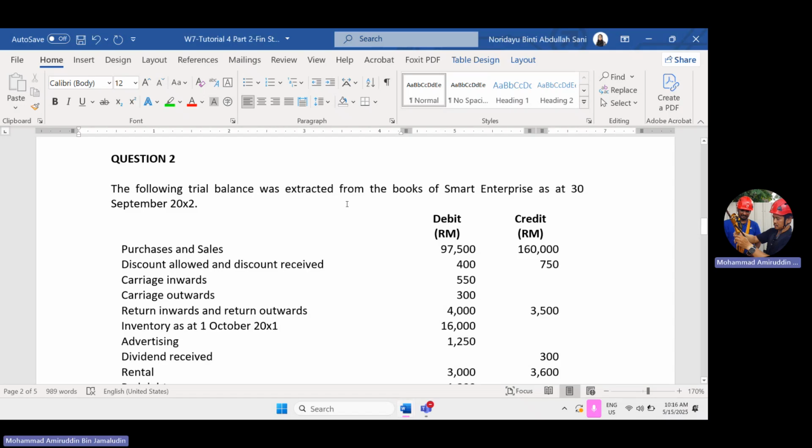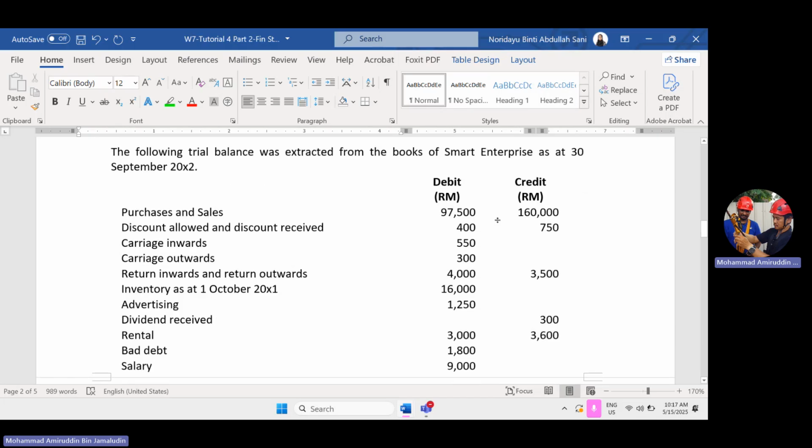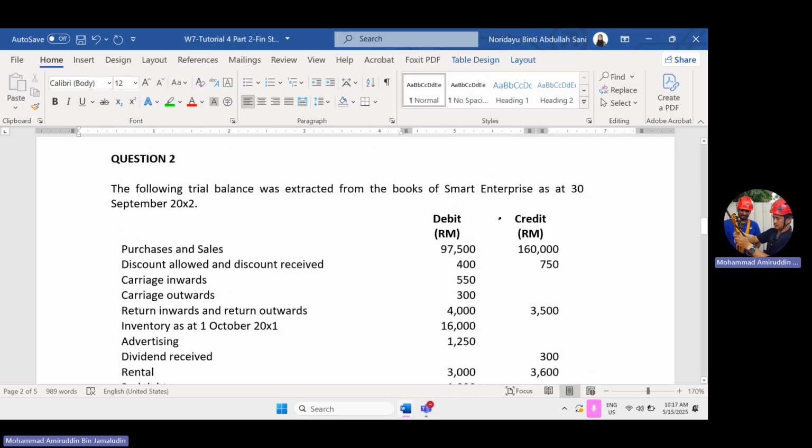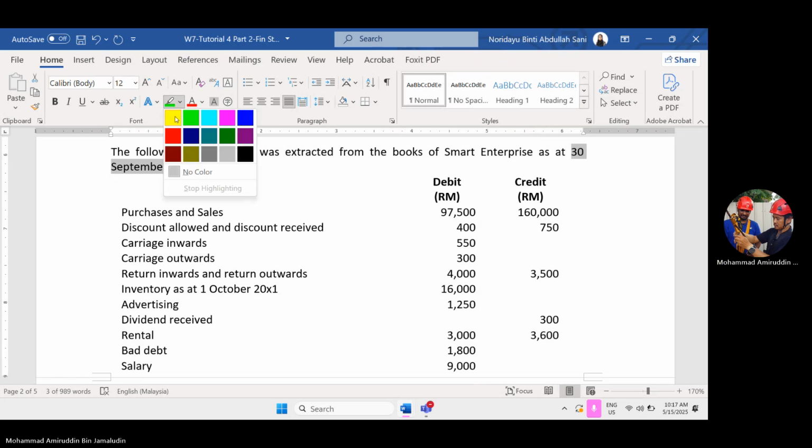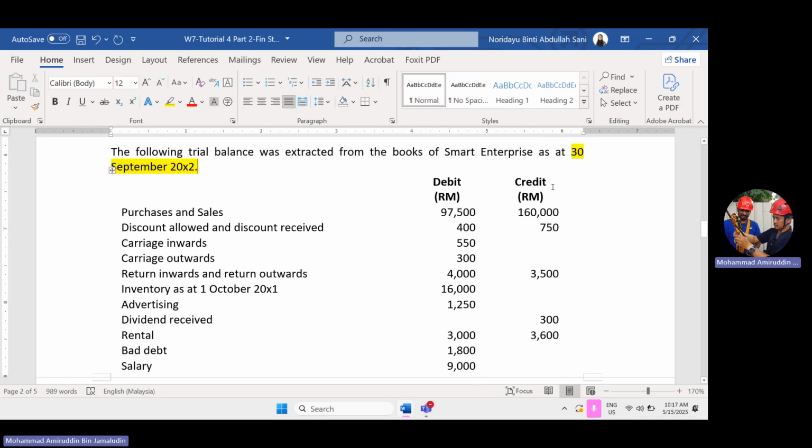Okay, let's continue. Question 2. We have about 30 minutes. So I think we shall go to the adjustments. I'm scared there is not enough time, because the adjustments are much, much more important. So our closing date is 30th September 20x2.